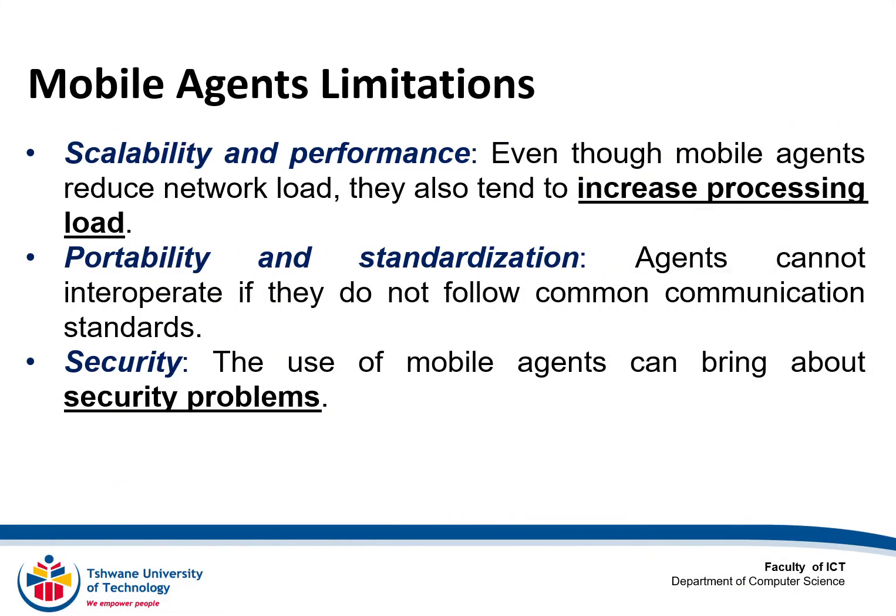Well, the picture is not just rosy. There are also limitations to mobile agents, and one of those relates to scalability and performance. This is particularly because even though mobile agents reduce network load, they also tend to increase processing load. Okay? The other issue is with portability and standardization. Because, for you to be able to move around and communicate clearly with others, you have to be interoperable. That means you must understand what other agents are saying, and they must understand you. So a common communication standard is required to ensure clear communication.